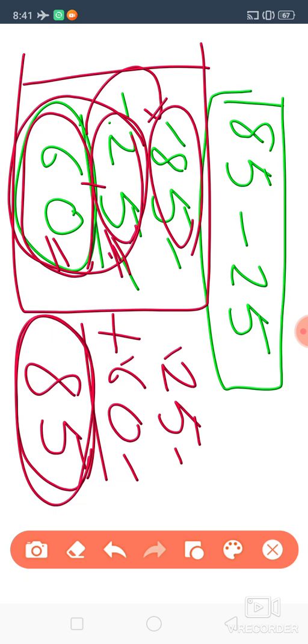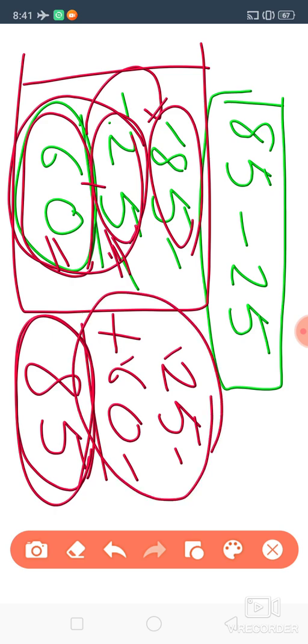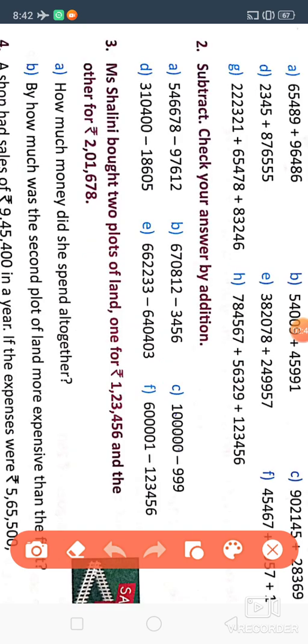So this is the way. First you subtract and check by addition, and in addition if you are getting the first number, that means you have done it correctly. In the same way you have to do. Okay. Now look here, question number 2. Subtract, check your answer by addition. Same way. So question number A I am going to solve for you.